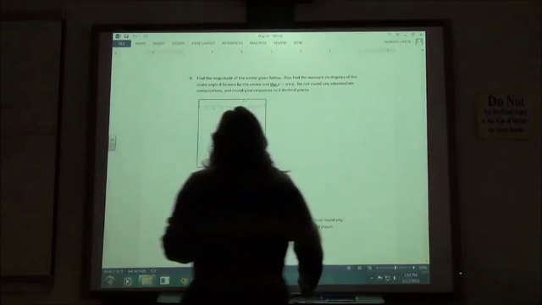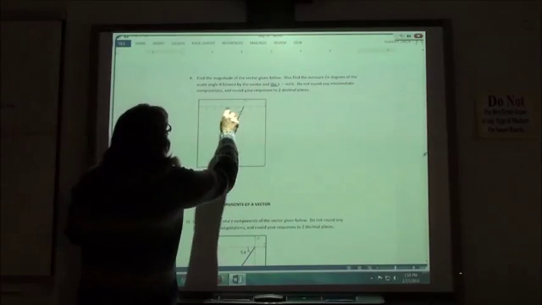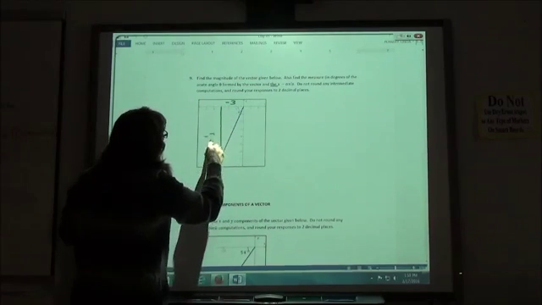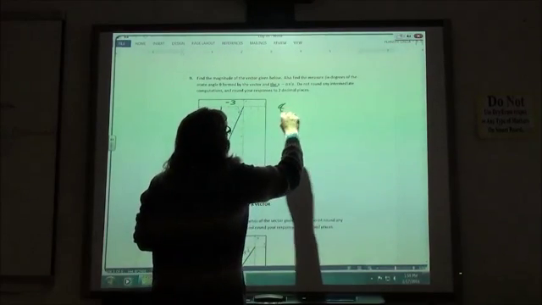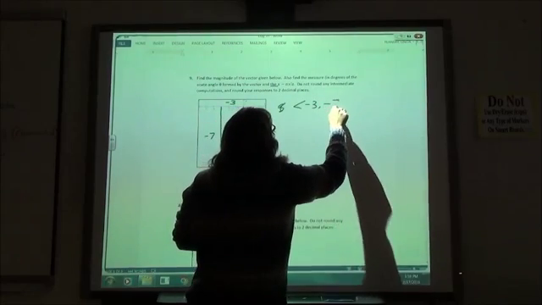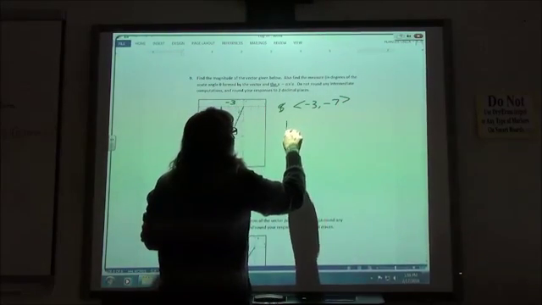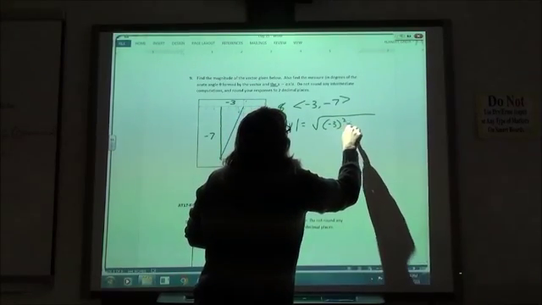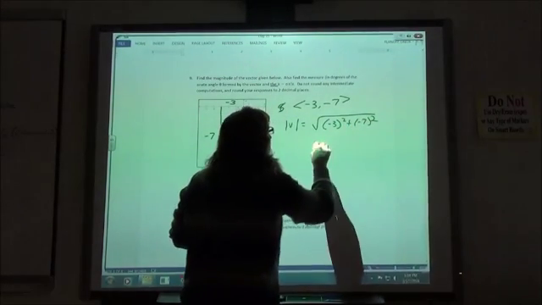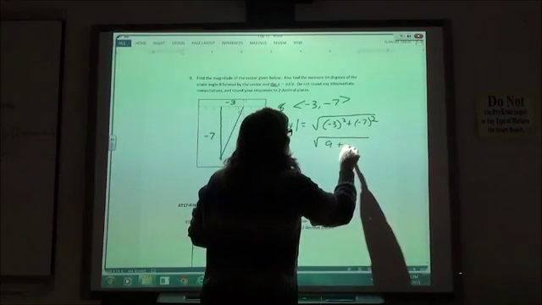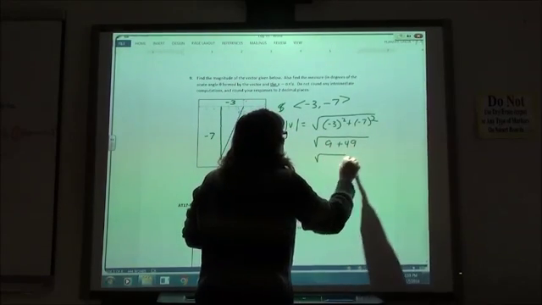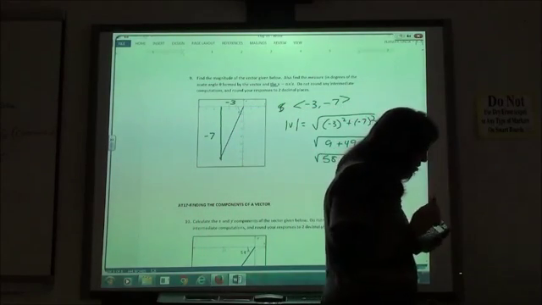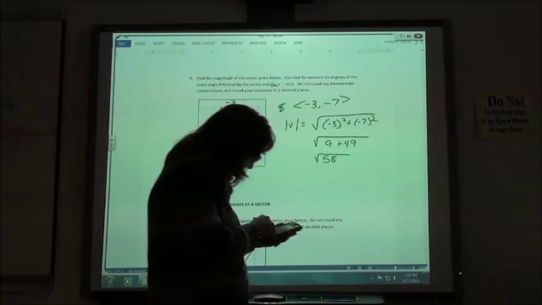Number 9, same kind of thing. This would give me -3 in my x direction, -7 in my y direction. So my magnitude would be the square root of -3 squared plus -7 squared. So that would be 9 plus 49, which would give me the square root of 58. Again, I'm just going to use my calculator and do the square root of 58.